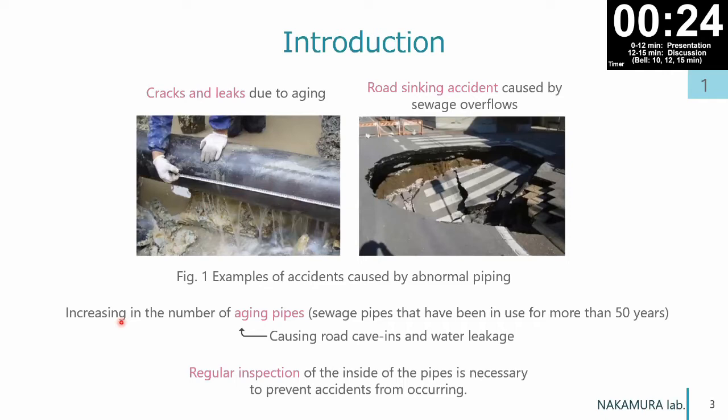Sewage is an important infrastructure facility in the world. However, the number of aging sewer pipes that have exceeded their useful life of 50 years is increasing. Aging pipes can lead to serious accidents as in figure 1. So regular inspection of the pipe inside is necessary.